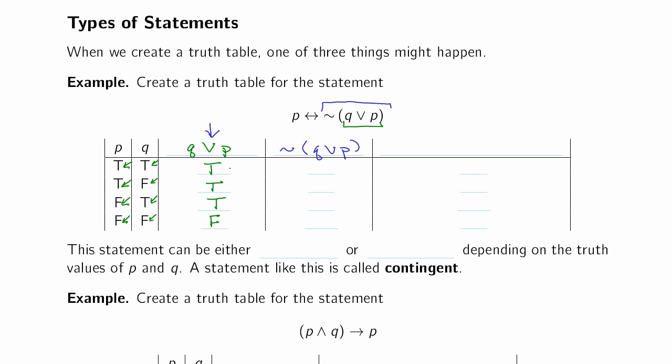So when Q or P is true, do not to that, we get false. True, do not to that, we get false. True, we get false. False, we get true. Okay, there are no more negations of things we've already symbolized, and in fact, in this example, all that's left is the full statement. So all that's left is P if and only if this whole thing.